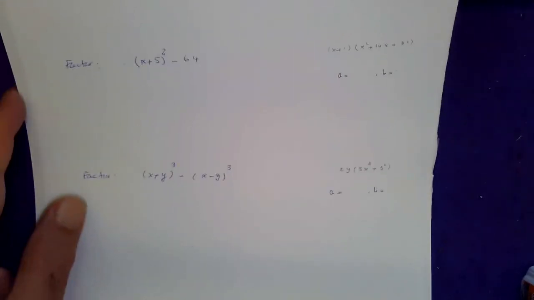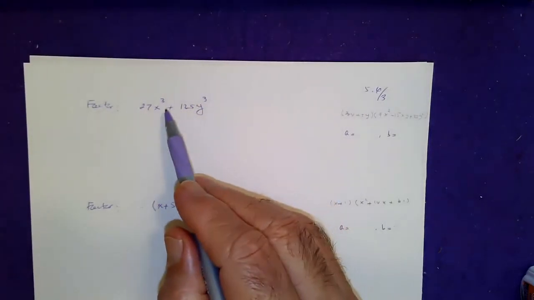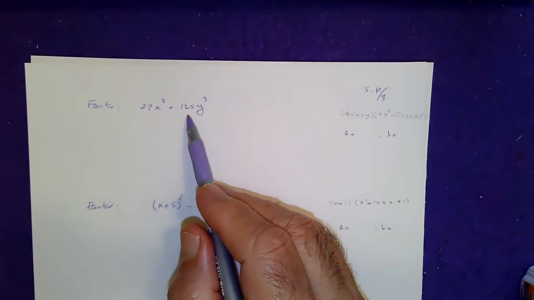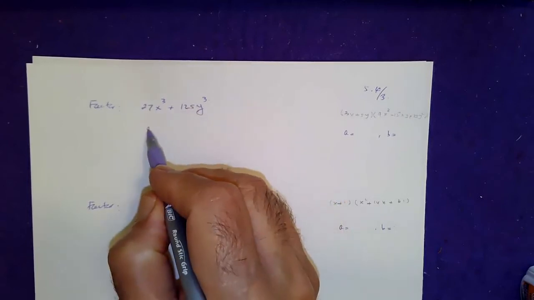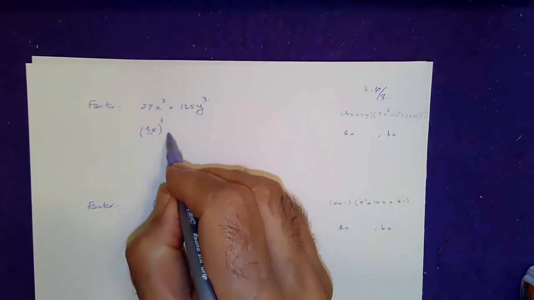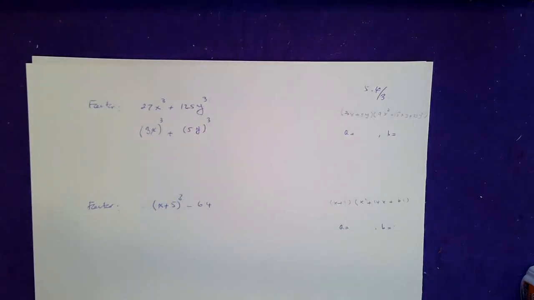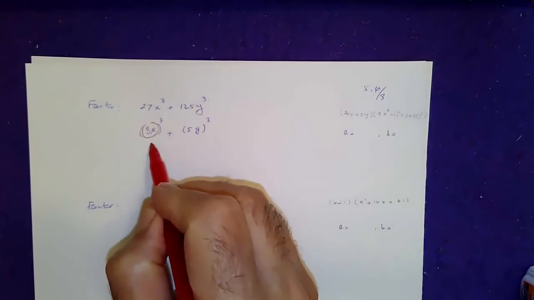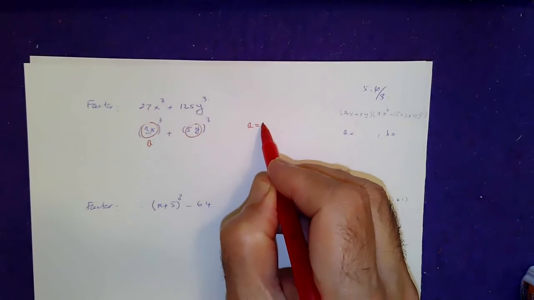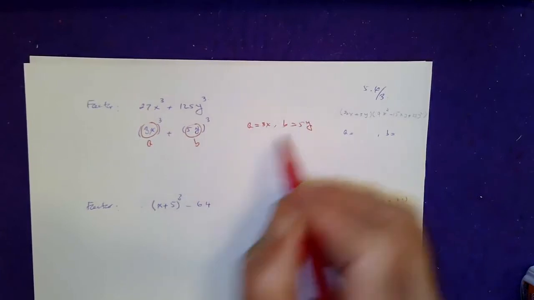Okay, few more problems and we should be okay with this section. Cube root of 27 is 3, cube root of 125 is 5, so this guy is 3 times this x quantity cubed. This guy is 5y quantity cubed. What I'm saying is, in this case, in this problem, A is what? 3x, and B is 5y.